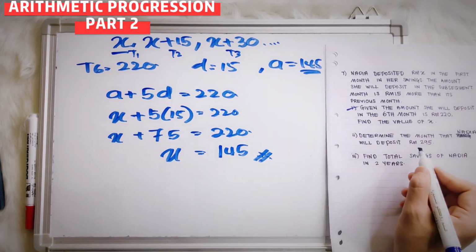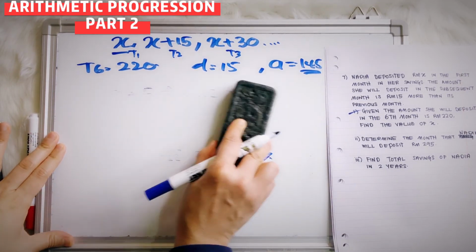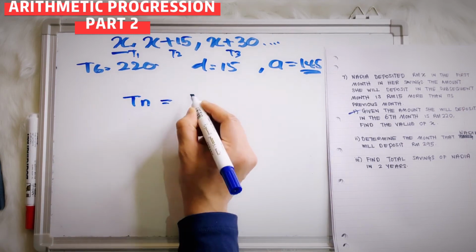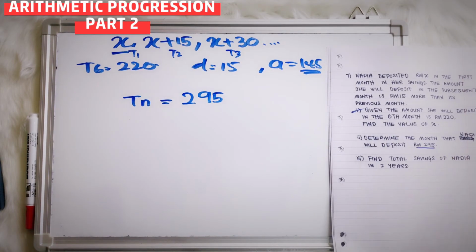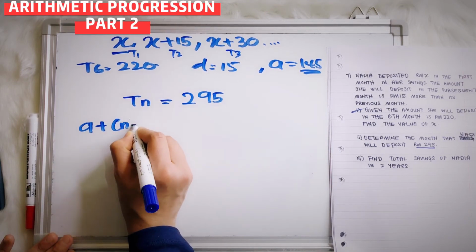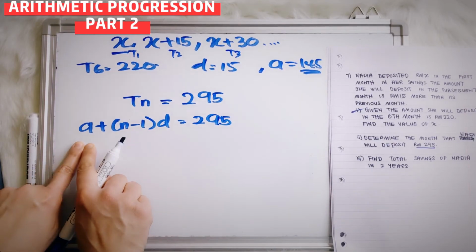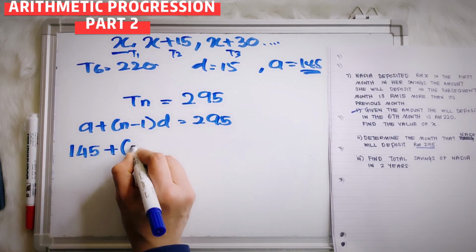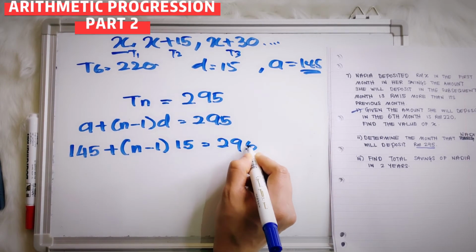Now the month that Nadia will deposit 295. We have to find T what? We don't know, so we put Tn, but we know the total is 295. Which month? Same formula: A plus n minus 1 times D equals 295. What is our A? Our A is 145 plus n minus 1, our D is 15, equals 295.